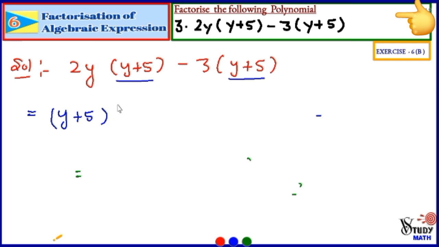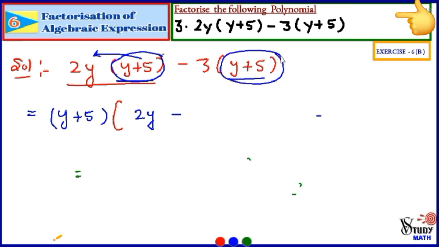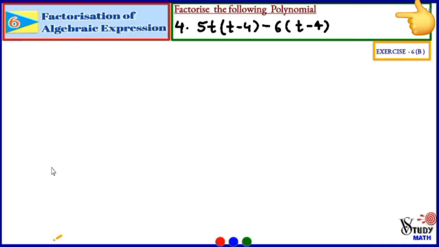So my dear student, just tell me, from the first term, this small bracket is taken out as common. So if this comes out from here, what is remaining here? 2y. And from the second term, y + 5 again taken as common. So what is remaining here? -3 is remaining here. So this is the final answer. This is the way you can also solve this problem. This is a direct way to solve this problem. Now move to problem number 4. The problem number 4 you can solve in a direct way.